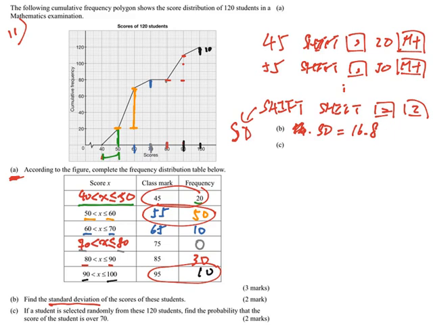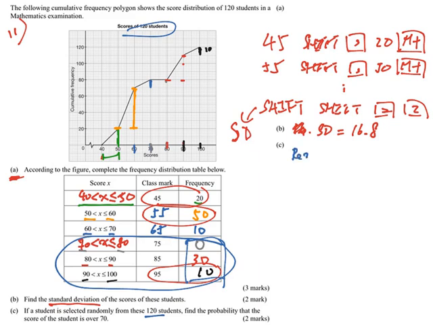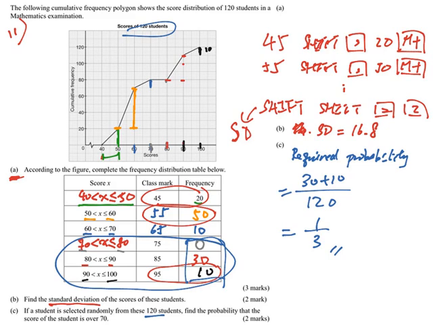Okay, next, part C. In part C we see there are 120 students. We need to find the probability that the student scores over 70. That means more than 70, which is actually this group. That means the frequency is 30 plus 10. So the required probability is equal to 30 plus 10 over the total of 120 students. If you simplify, we get 1 over 3.